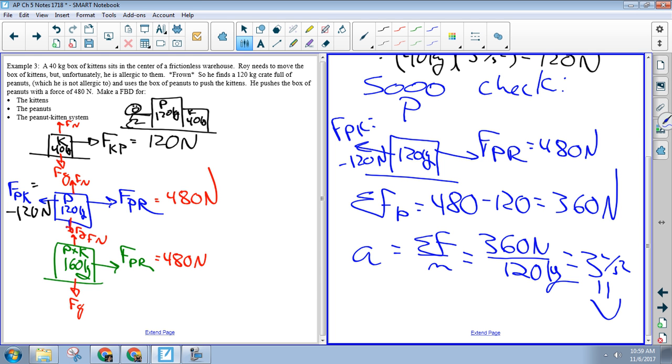Oh, correct. No, yes, no kittens were harmed in the making of this example. Exactly. All right. Everybody good? What I didn't tell you guys is that kittens are allergic to peanuts. Totally joking. All right.